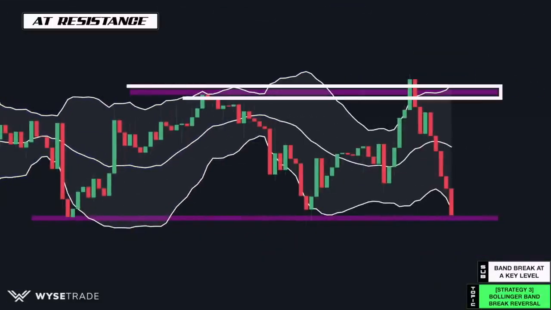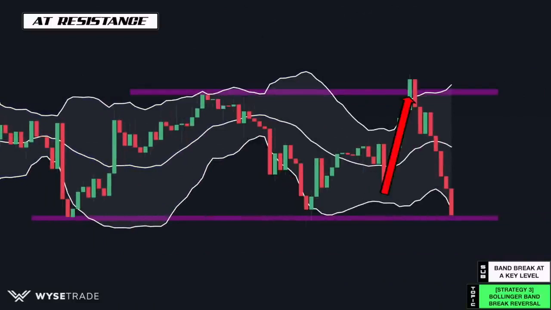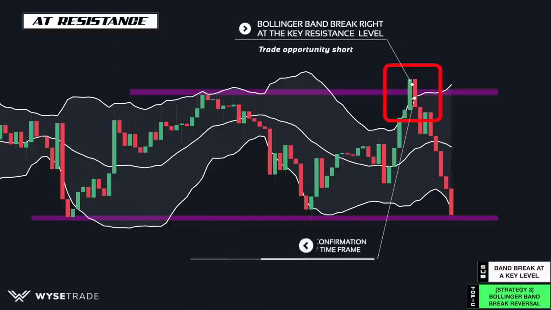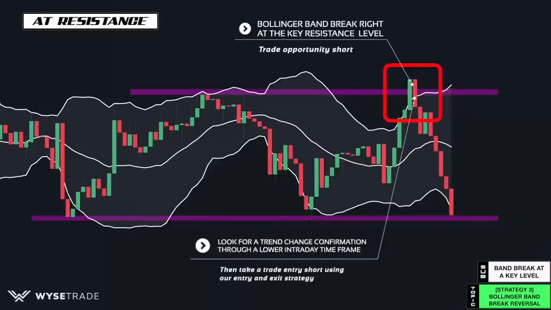You have your key level of resistance because of this reversal point here. As price came back up, you had a Bollinger Band break right at the key level. Then, once you had a trend change confirmation through the lower intraday timeframes, you would look for short trade entries. Now, this also works the same for trend trades.